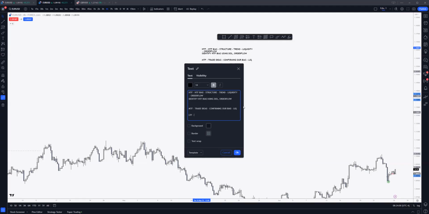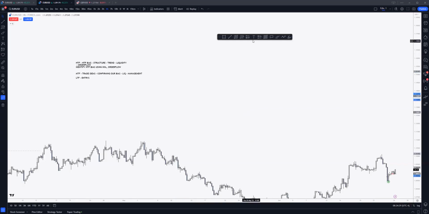LTF. What is the role of the LTF? Entries. Potential entries, I guess. Yeah, there's no other role. Anything else? Liquidity, fair value gaps, but that's all part of the entry. Yeah, all part of the entries. Okay, that's the only answer there is: entries, period. MTF as well is for management.